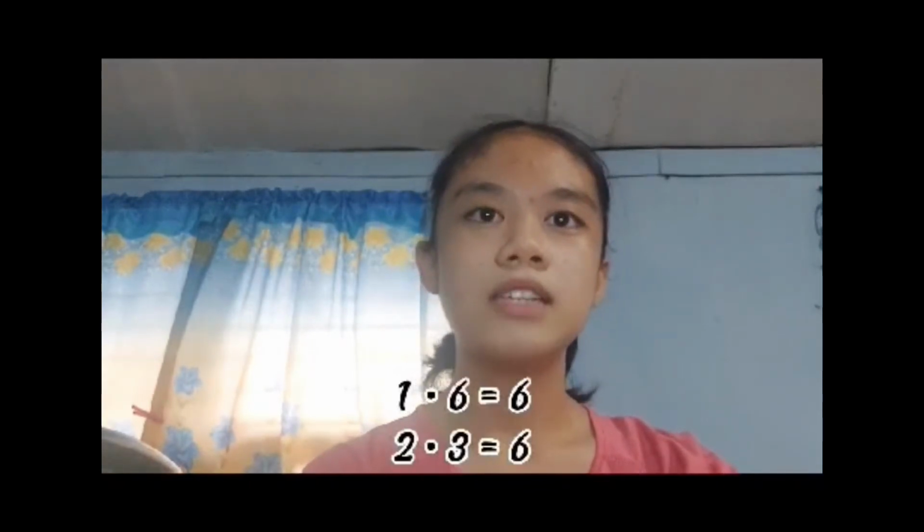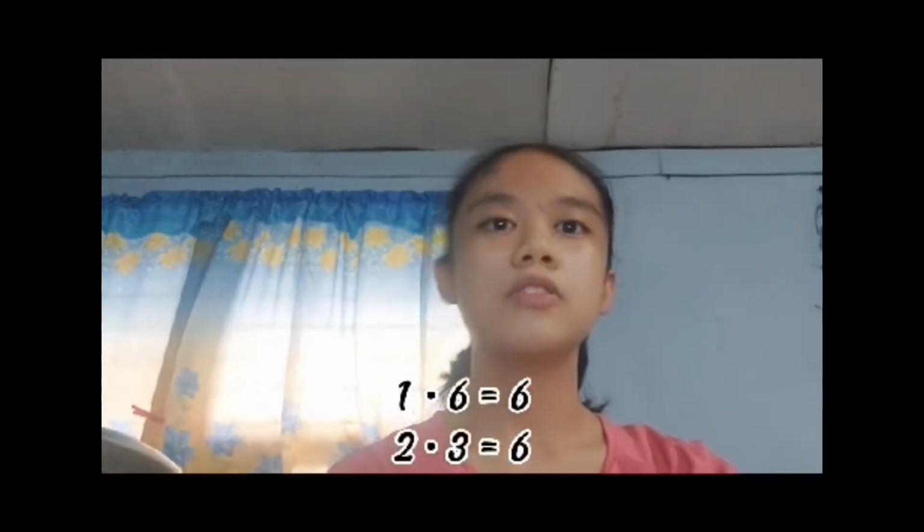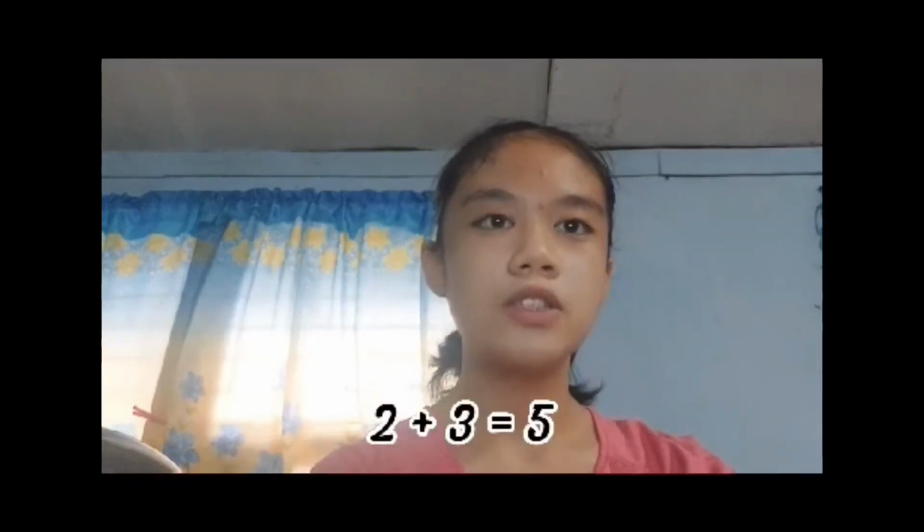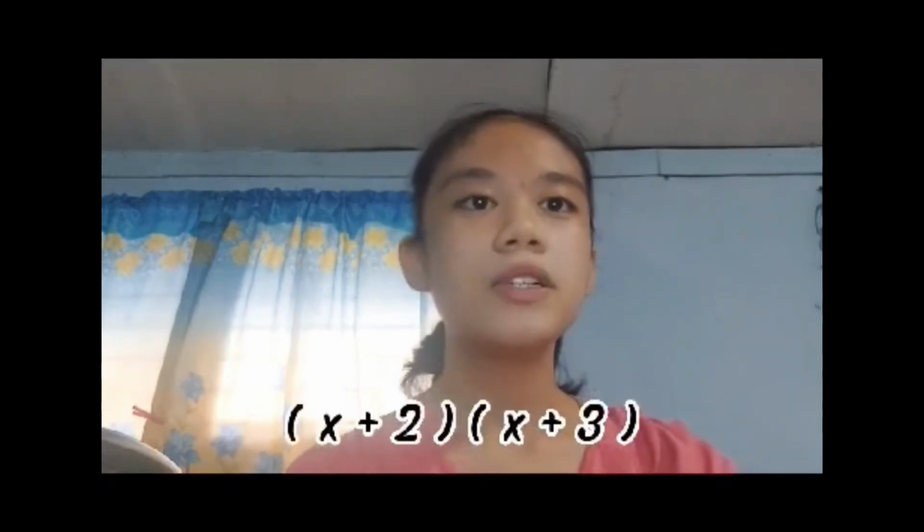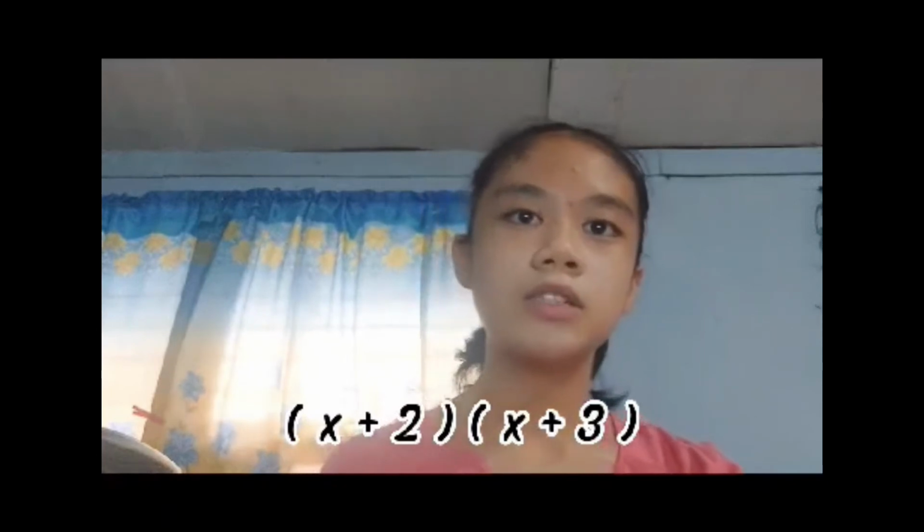So let's make a list of the numbers that multiply to 6. 1 times 6 is 6, 2 times 3 is 6. But only 2 plus 3 adds to 5, so we will use 2 and 3. The answer is going to be x plus 2 times x plus 3.